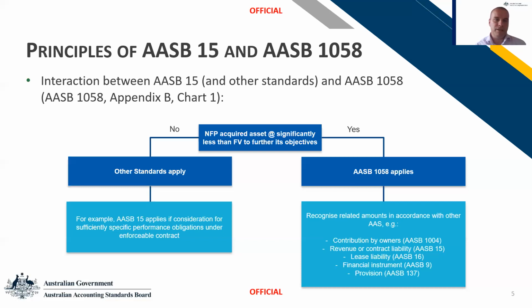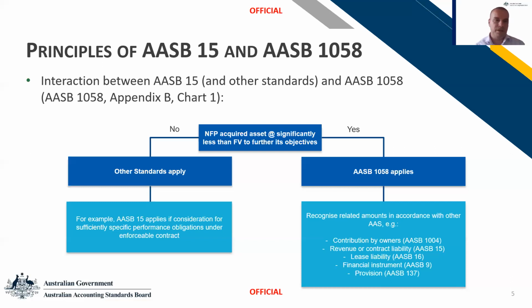And it's really the answers to: was the asset acquired for significantly less than fair value to principally enable not-for-profit entities to further its objective, or does that transaction occur in a contract with a customer? Does that contract or agreement include sufficiently specific performance obligations? Is that contract enforceable, for example? And well, let's not talk about just 15 and 1058.